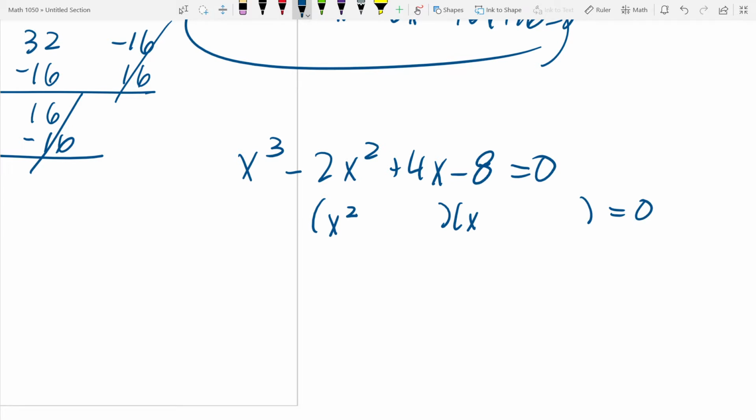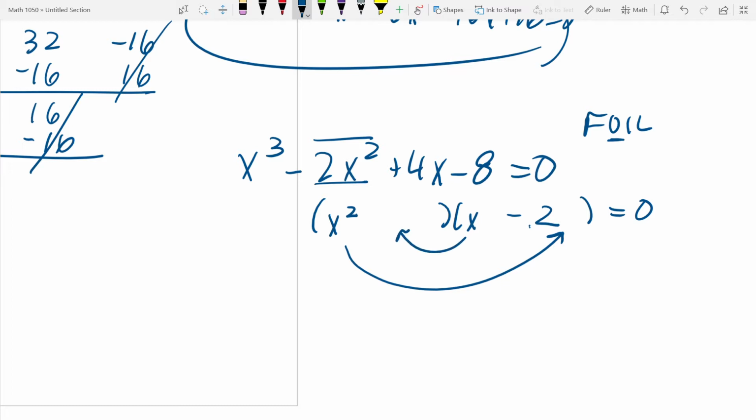This is also tricky. I need a negative 2x squared. Whatever goes here is going to be multiplied by that x squared when I do O on FOIL. So if I want a negative 2x squared, everybody tell me what I have to put right here. What do I have to put? Negative 2. Okay? Because a negative 2 times x squared is a negative 2x squared.